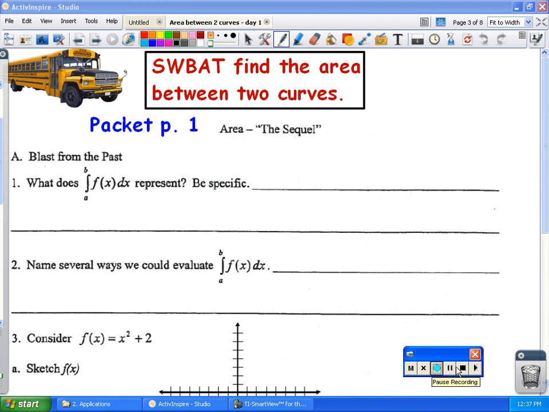Alright, this is a lesson on finding the area between two curves. So we're going to start with a little bit of a review. Blast from the past. What does the definite integral from a to b of f of x dx represent?